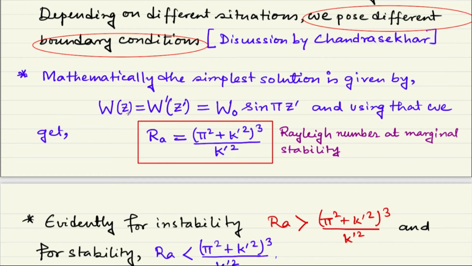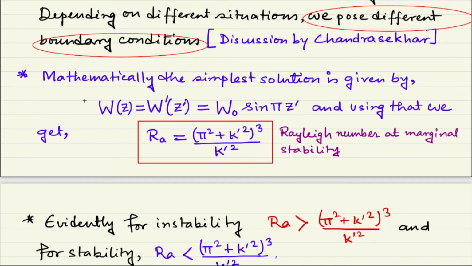So mathematically, the simplest solution is given by this. We can write that w(z) is equal to some w'(z), another function of z prime, which is equal to w0 sine pi z prime. And if we use that, we can get that the Rayleigh number is nothing but (pi square plus k prime square) whole cube by k prime square.